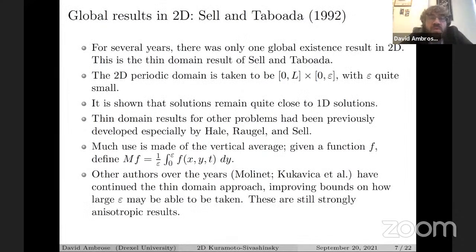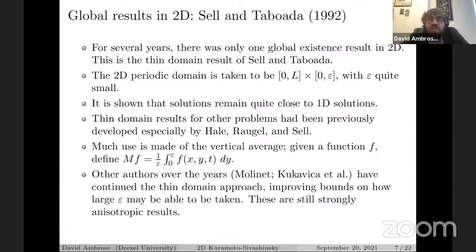Okay, so we will use those ideas of Goodman for the 2D problem. Okay, now for some 2D results, I mentioned some 1D results. There were some 1D results of Tadmor and Goodman. They're not the only 1D results out there, but I'm going to move on to talking about some prior work on 2D. The main 2D global existence result is by Sell and Taboada from 1992.